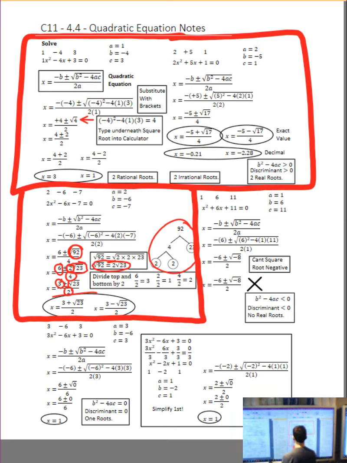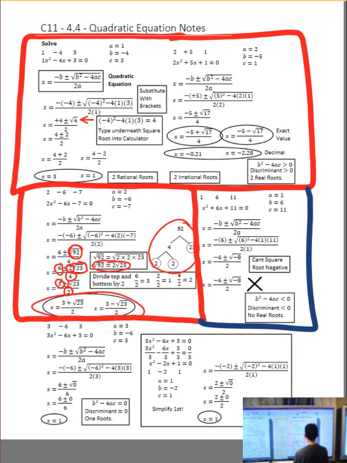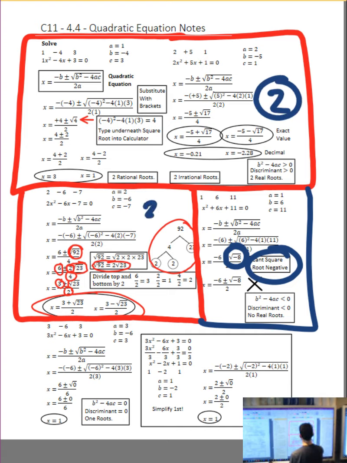Separate it into 2 if you like: fraction work and radical work. The example off to the right, big blue. We have a negative 8 underneath the root. We can't square root a negative. No solution. We can have 2 answers above or 2 answers like over here. Or we can have 0 answers. No solution.